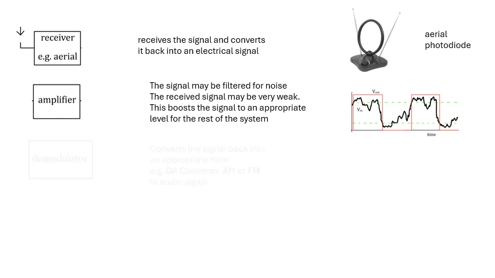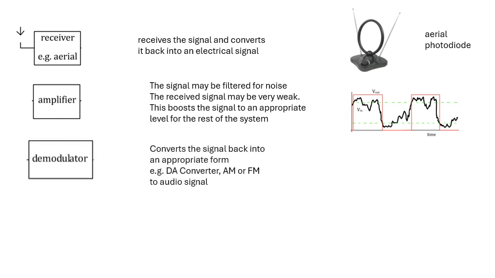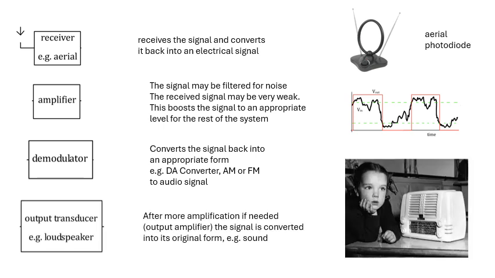So an amplifier. A demodulator: if it was an analog to digital converter, then you need a digital to analog converter at the other side. If it's AM or FM modulated, then you need to change it back into the audio signal that it was to begin with. So a demodulator. And then some kind of output transducer, for example a loudspeaker, turning your electrical signal into sound. You may need to amplify it first.